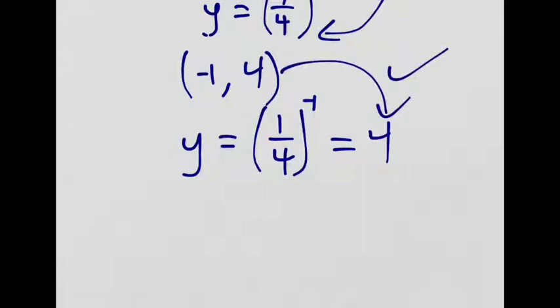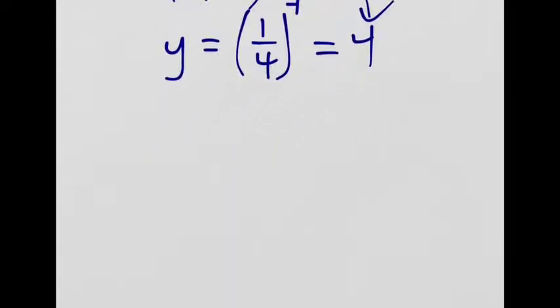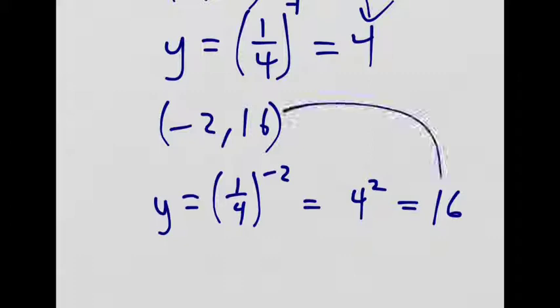You guys follow what I'm doing? We're taking our potential equation and we're testing to see if those points actually work. Let's test the other one. That other one was (-2, 16). So let's test that, negative 2 and 16. So y equals 1 over 4 to the power of negative 2. You guys remember how these work? It's going to flip the fraction and square it, right? Good. So this will be 4 to the power of 2, which is 16. Okay, which checks out nicely.